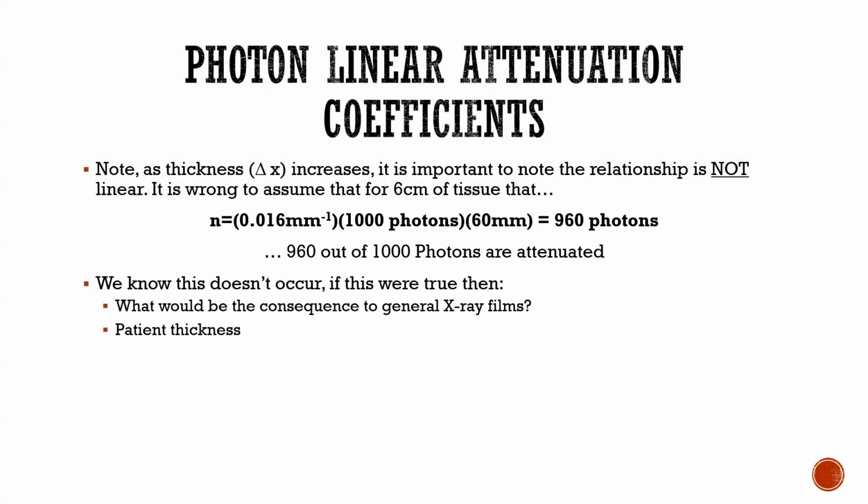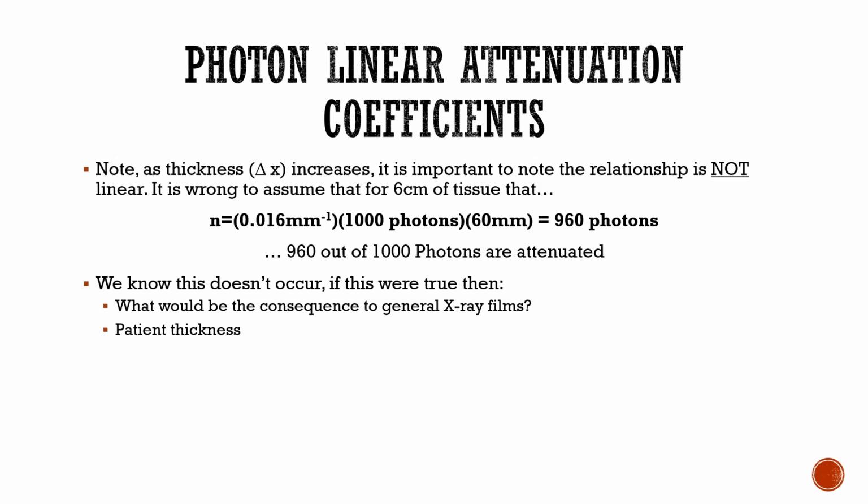events. Let us now consider a small variation to that previous example, using a larger thickness. It is important to note that the relationship of attenuation using the equation before is not one of a linear form. It is wrong to assume that for 6 centimeters of tissue, that 960 photons will be removed out of 1000 photons comprising the beam. We know that this is not true because we know typically X-rays are used to take images of parts of the body that is of course greater than 6 centimeters. But yet we get development on the film.